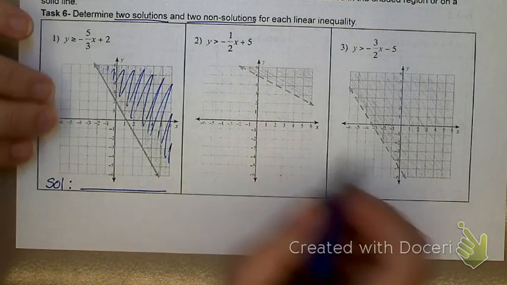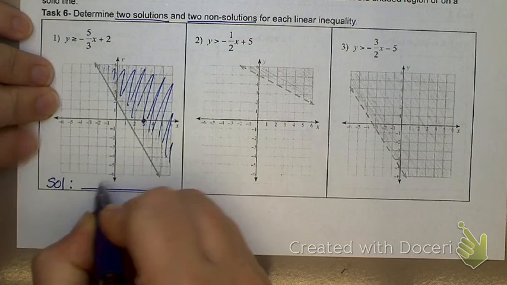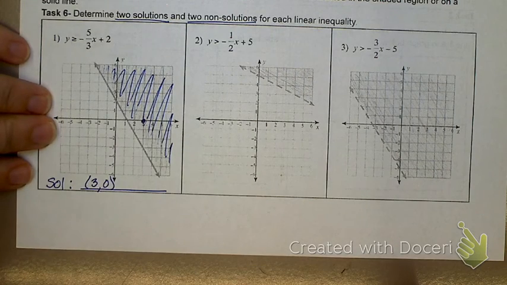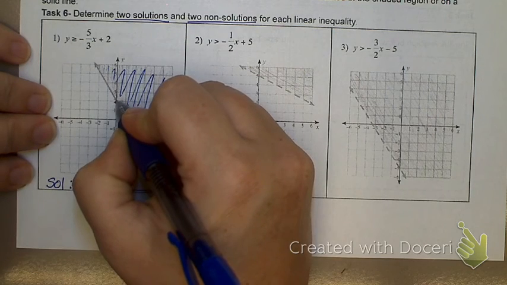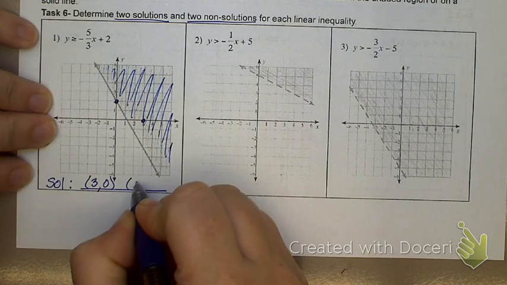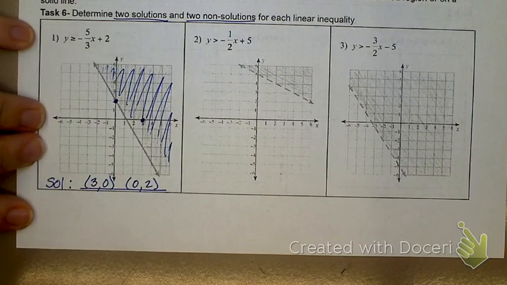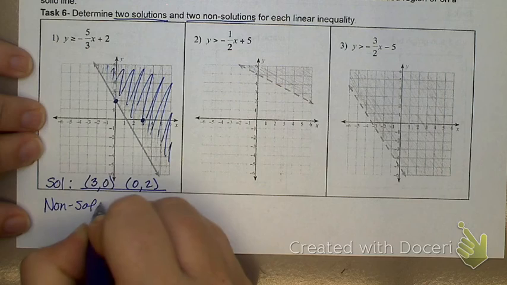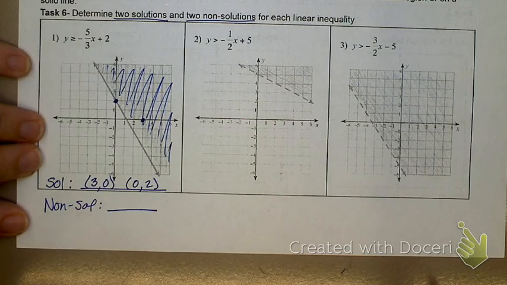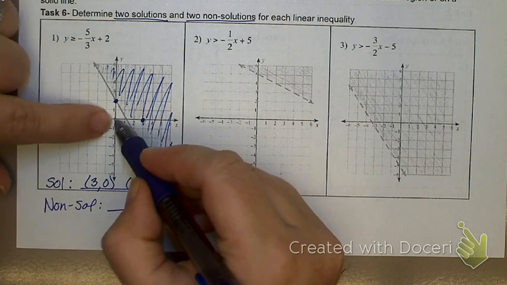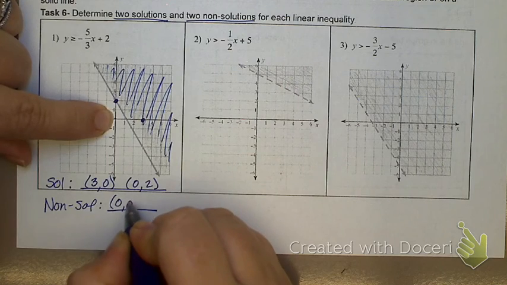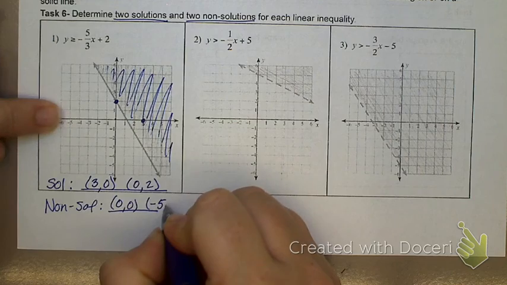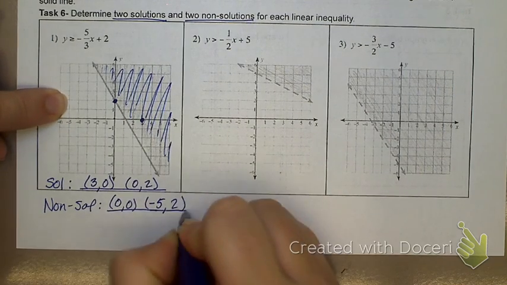So an example might be this one. That's the point 3, 0. Another solution, I could pick a point on the line if I wanted to because it's a solid line. So 0, 2. Where would I find a non-solution? Outside. In the white area anywhere. Just pick any 2 points you see. 0, 0 is in the white area. Right? -5, 2 is in the white area.